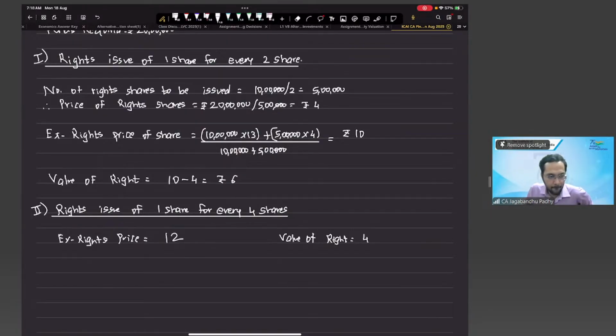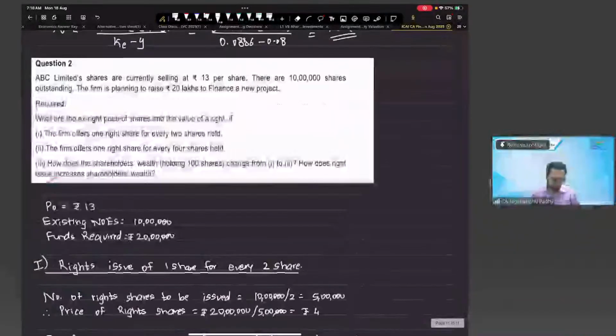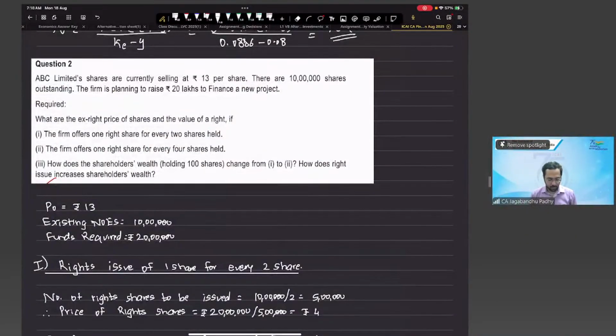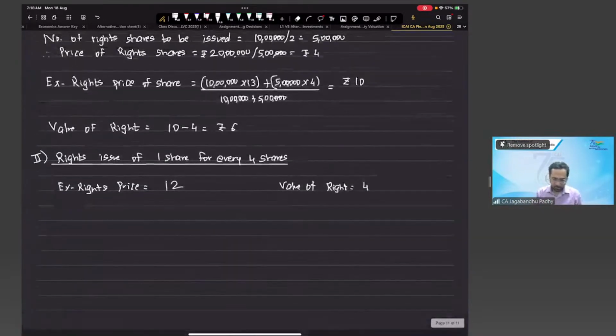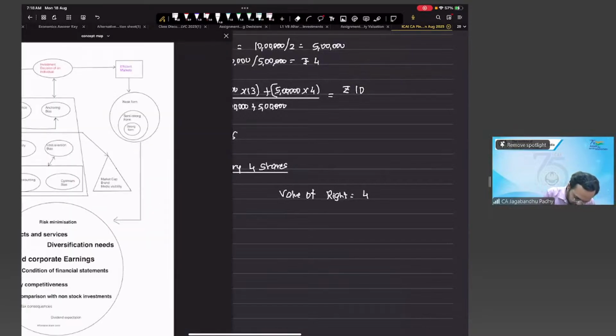Okay, now the next part of the question says, how does the shareholder's wealth, I mean the shareholder who is holding 100 shares, change from 1 to 2, and how does the rights issue increase the shareholder's wealth? Okay, so let's go for the third part.